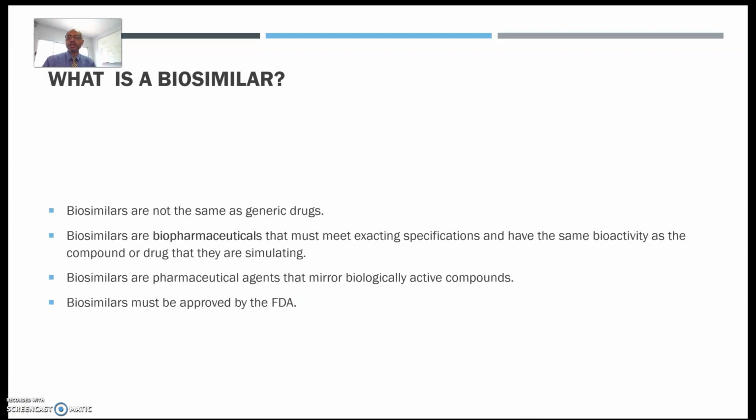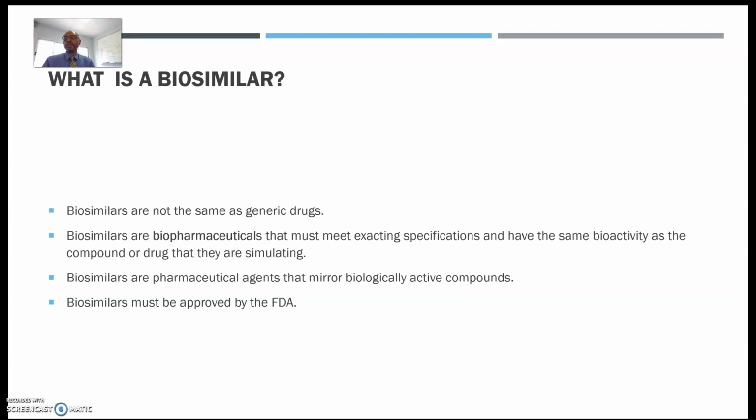So as we begin to talk about biosimilars, we have to define what biosimilars are and what they're not. Biosimilars are not the same as generic drugs. For example, in your basic pharmacology course, you probably covered aspirin or acetylsalicylic acid. Aspirin comes in a variety of trade names as well as a generic. A generic drug is not the same as a biosimilar because a generic drug just has to be manufactured to have the same efficacy as the brand name or trademark drug.